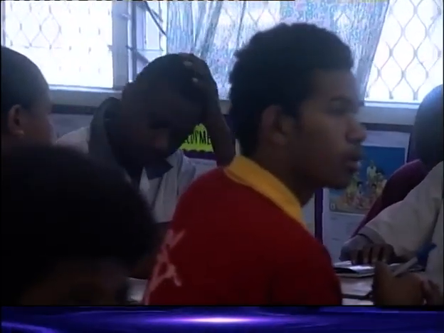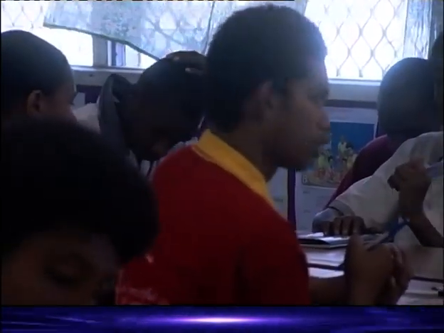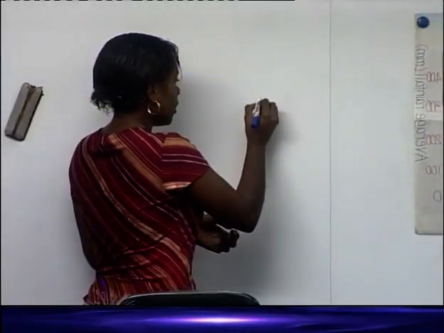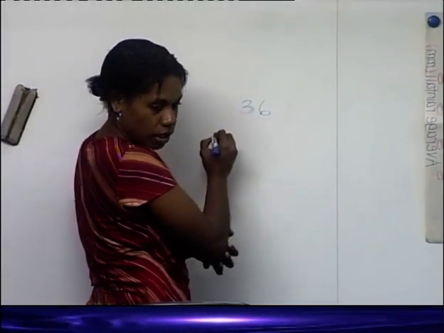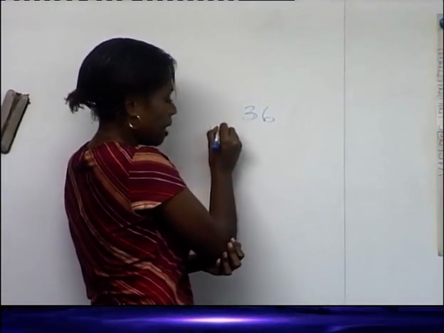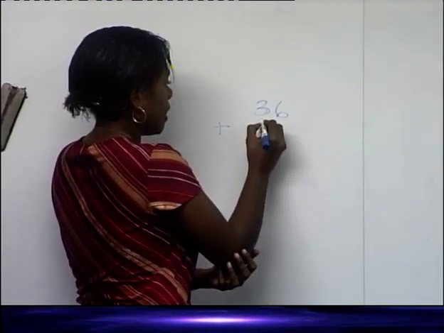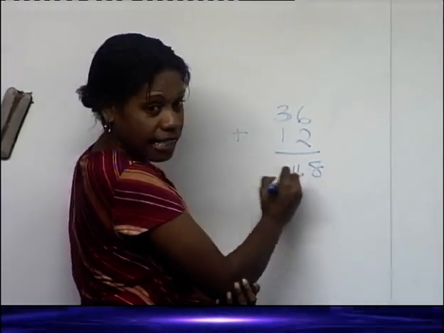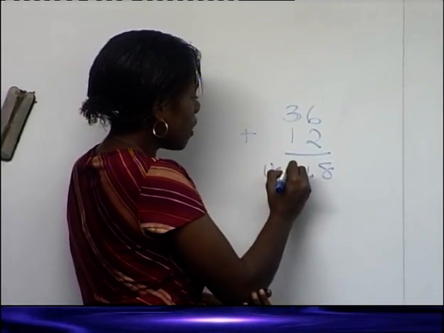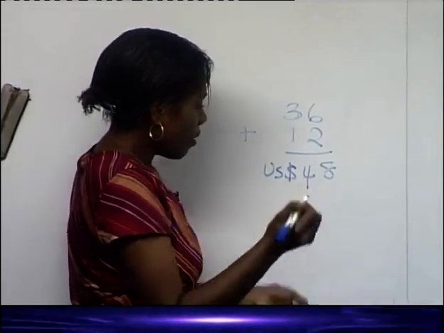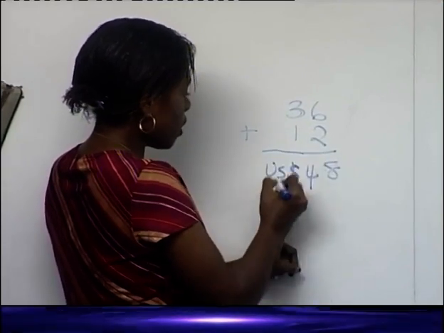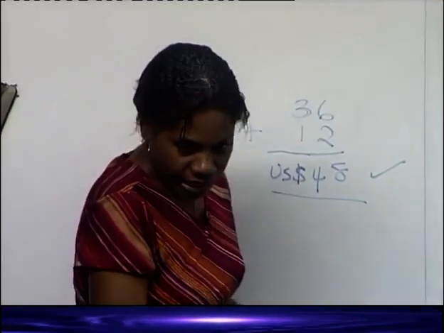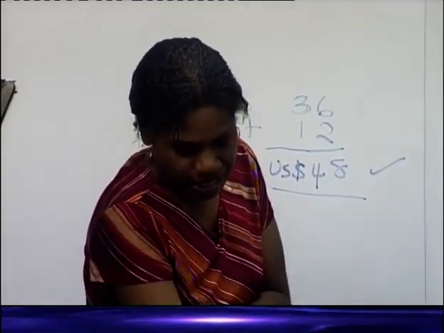You agree with Steven's answer, receiving students? Okay. 36 US dollars plus 12. 2 times 6, 12, equals 48. Yep. 48 US dollars. Okay, receiving students. All right, next one. The other question.